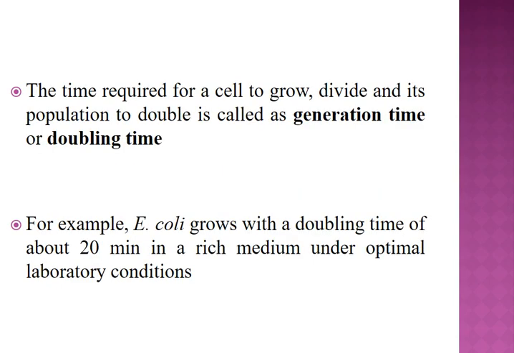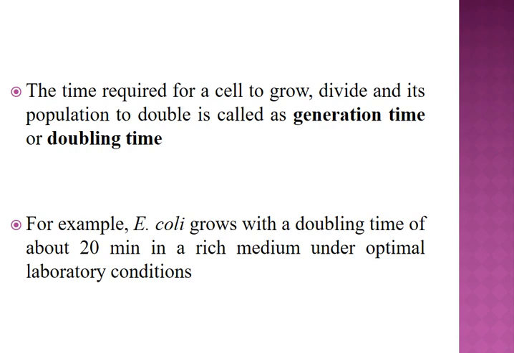The time required for a cell to divide, to grow, and its population to double is called the generation time or doubling time. This is one of the important terms in microbial growth. Generation time or doubling time is simply the time required for a cell to divide. The time required for one cell to form two cells. This is called the generation time or doubling time.